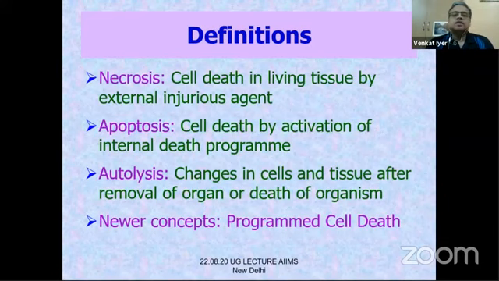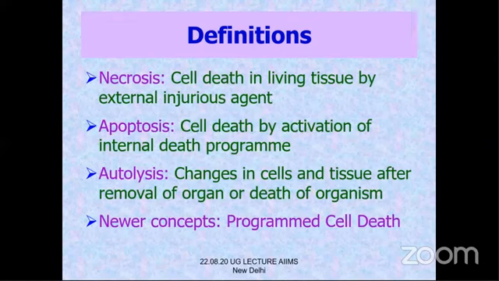Last time, we looked at necrosis, which is cell death in living tissue by external injurious agents. Today, we are going to look at apoptosis, which is cell death by activation of internal death program. Autolysis is changes in cells and tissue after removal of organ or death of organism. And counter to what you might imagine, the changes are very different in autolysis from both necrosis and apoptosis.